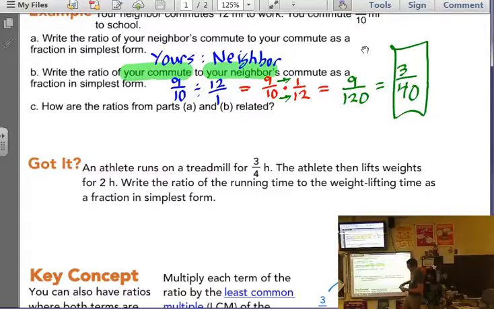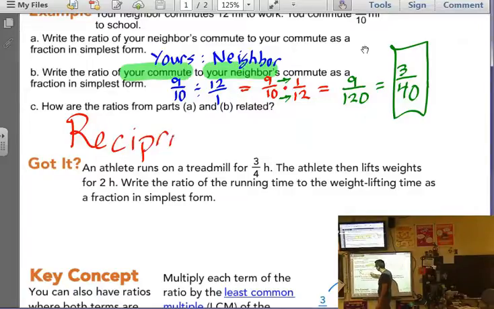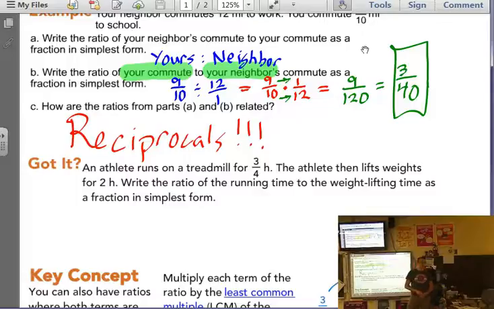So, Reagan, when we talk about how these two parts are related, they are reciprocals, because when you change the order of the ratio, you essentially just flip everything. Write down reciprocal. You must have 3 exclamation points on there. Okay. I just wrote there flip. I'm joking.